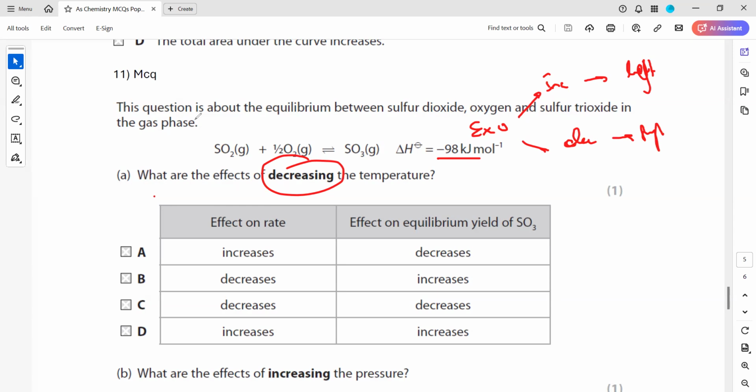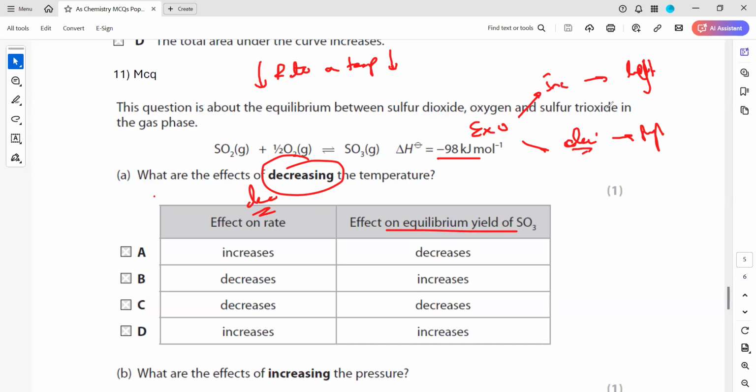And what happens to the rate of a reaction? The rate of a reaction is directly proportional to temperature. So if you decrease the temperature, the speed or the rate of a reaction will decrease. The rate does not depend on whether the forward reaction is endothermic or exothermic. The rate of a reaction is proportional to temperature, so the rate will decrease.